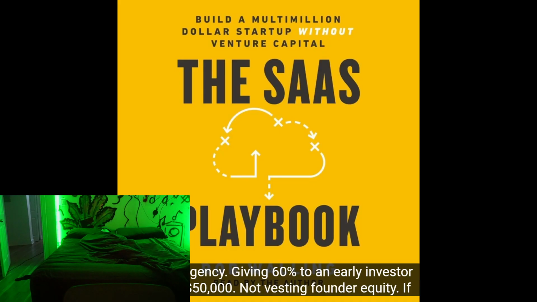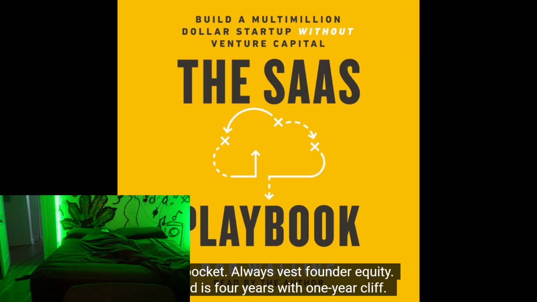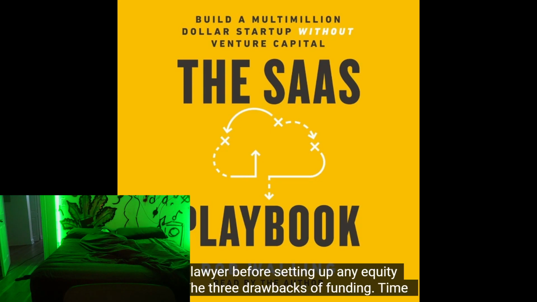Not vesting founder equity. If a co-founder leaves after 6 months but owns 33%, you're working for the next decade to put money in their pocket. Always vest founder equity. Standard is 4 years with a 1 year cliff. Talk to a lawyer before setting up any equity structure.